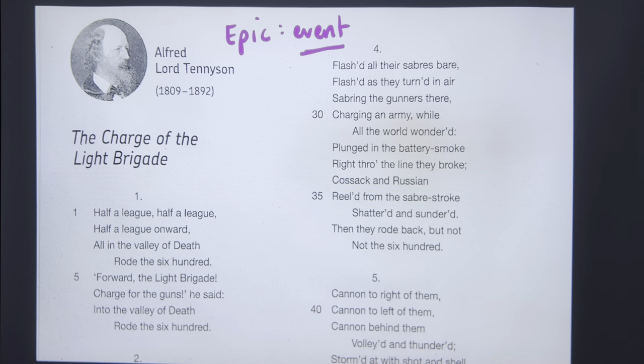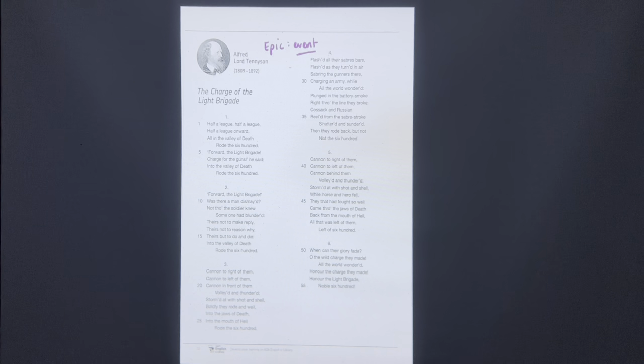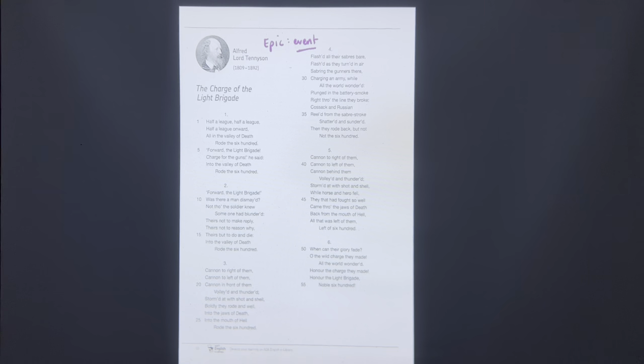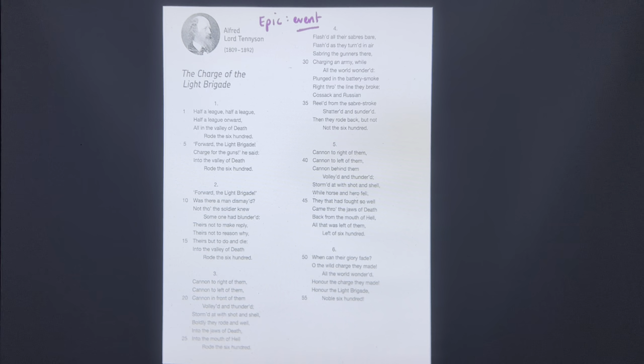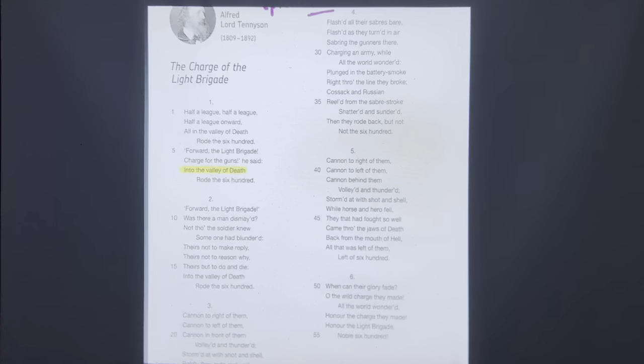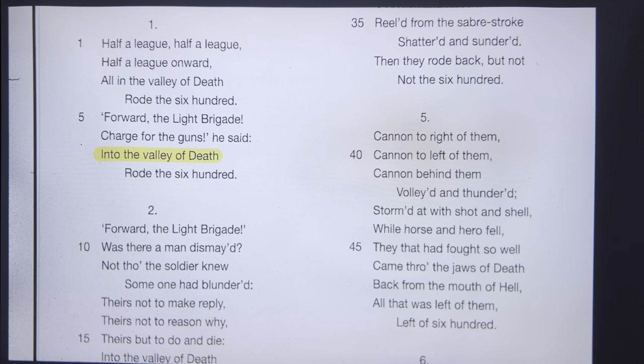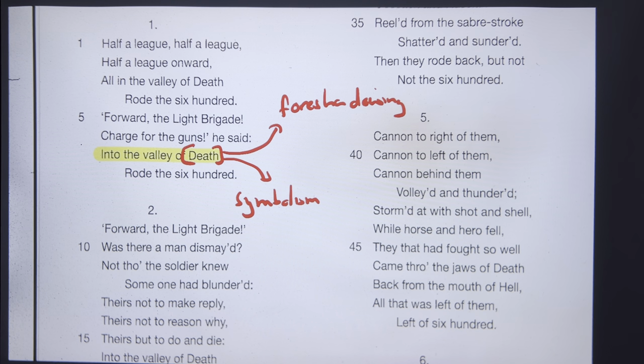And when it comes to this particular poem, guys, an easy quote that we want to learn is the idea of into the Valley of Death. Very early on, but a very good quote to remember. Now, this quote, guys, is the idea of foreshadowing and symbolism that is produced from death.